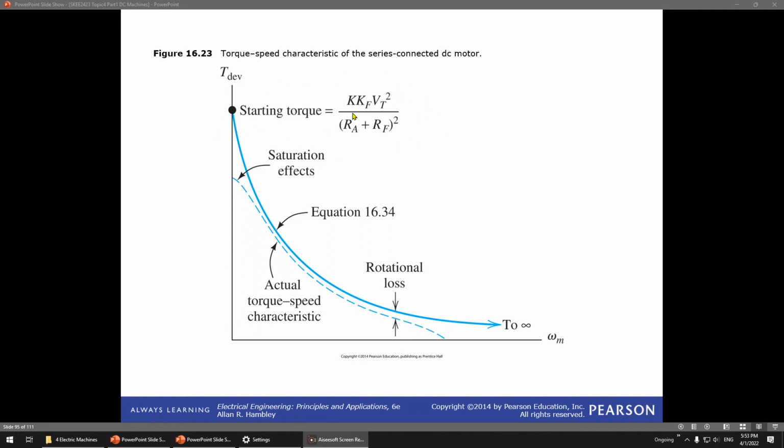calculated one. But of course, remember you have a saturation effect. The BH curve, remember iron will be saturated, so it will be lower than this, the saturation effect. Should be lower. And then you have a rotational loss and everything, it will become lower. This is the real one. This is based on the equation. So if the speed goes to infinity, you can see here, the torque becomes smaller, smaller, smaller, but in reality it will drop.